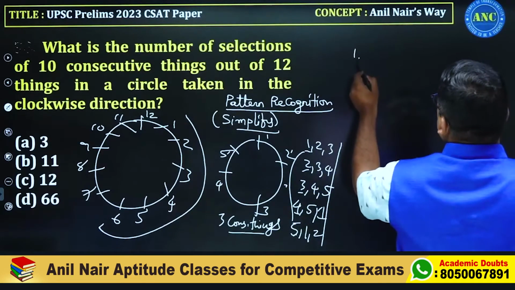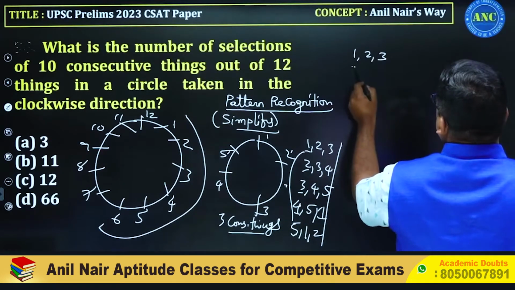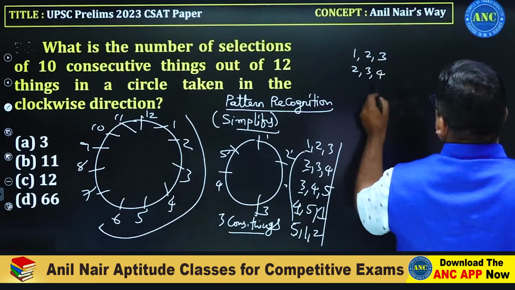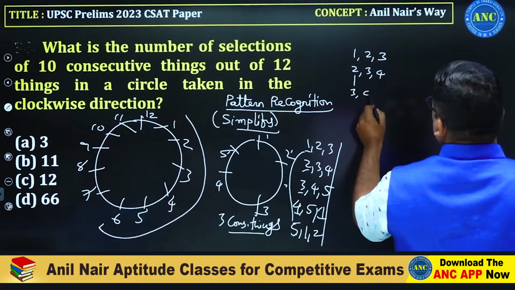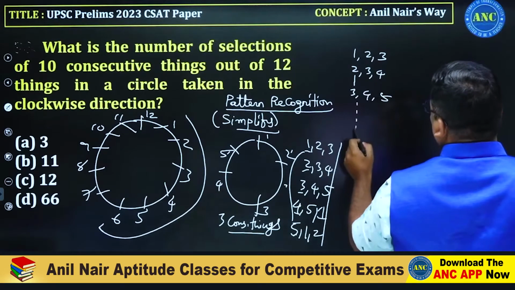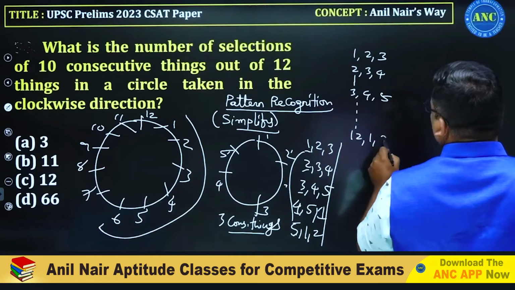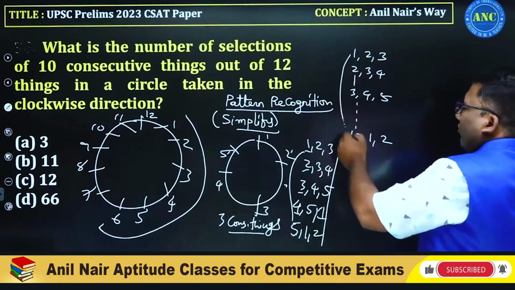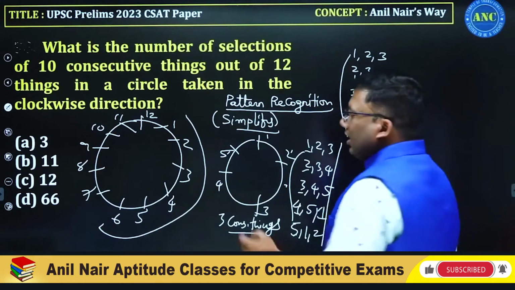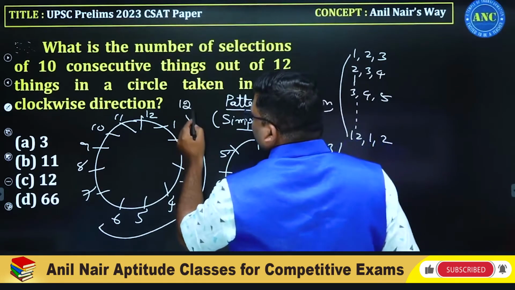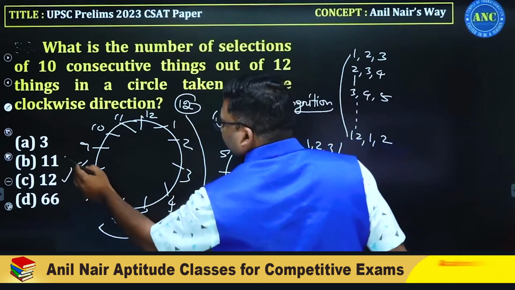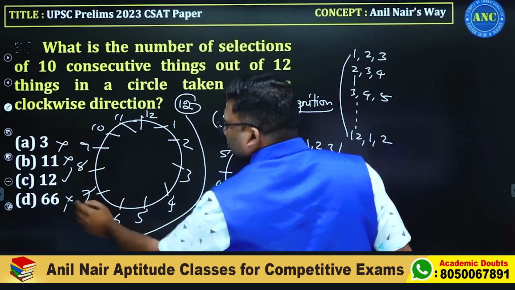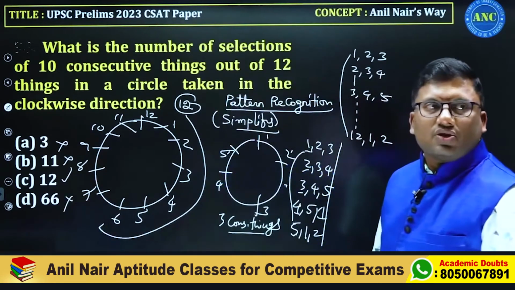So out of 12 things, if I am picking 10 consecutive things, it is the same approach. Start with 1: 1, 2, 3. Next is 2, 3, 4. Next is 3, 4, 5. It will continue till 12, 1, 2. After 12, 1 will come again. That means the starting points go from 1 to 12. How many are there? It is 12. The answer for this question is 12.